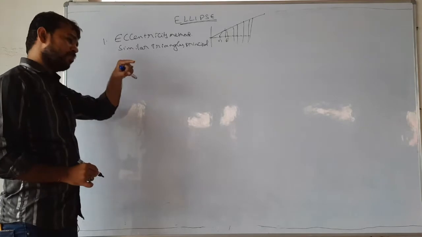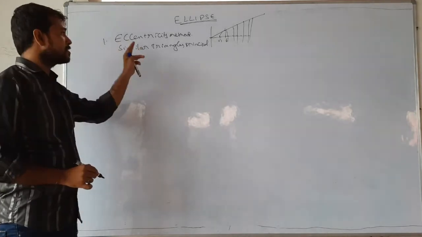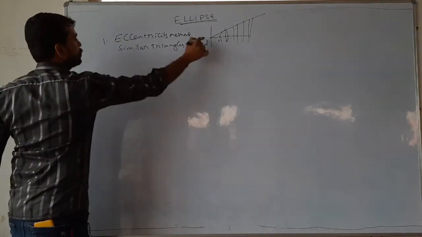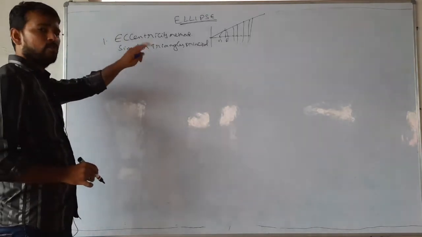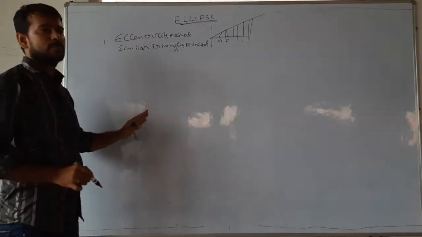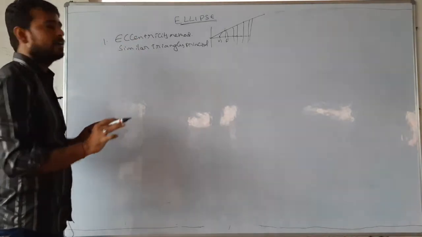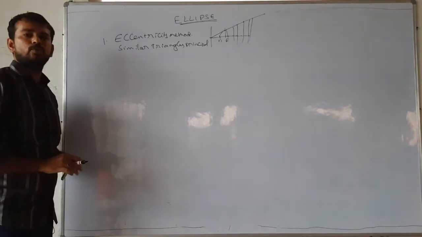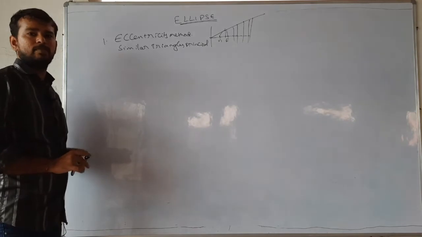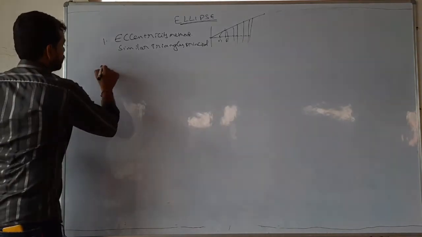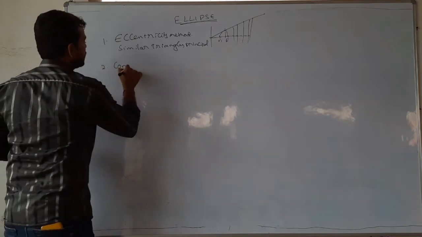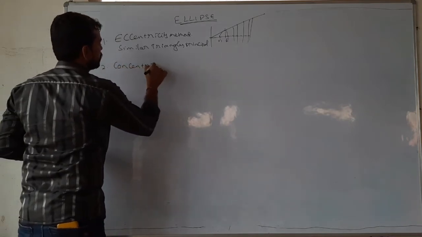And for parabola and hyperbola also, the eccentricity method is the same. Both hyperbola and parabola follow the similar triangles principle in the eccentricity method. So there is nothing much to consider about the eccentricity method, as we all know. But the concentric circles method is important.